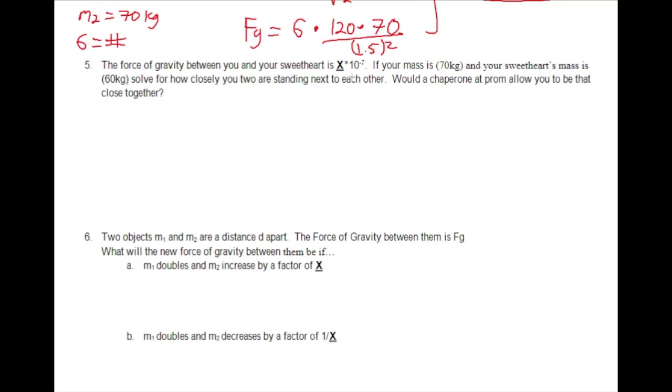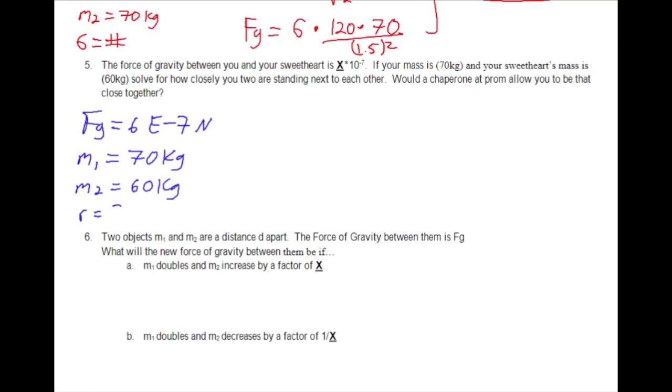So if we look at this question, it says that our force of gravity is x times 10 to the negative 7. So my x was 6, so my force of gravity is just 6 e negative 7 newtons. The mass of my sweetheart is 70 kilograms, or that's my mass, it doesn't matter which one. M2 is 60 kilograms. And then distance, we don't know, okay? It says, would a chaperone at prom allow you to be that close? Well, we'll find out in just a sec.